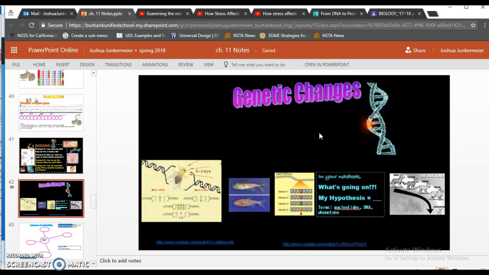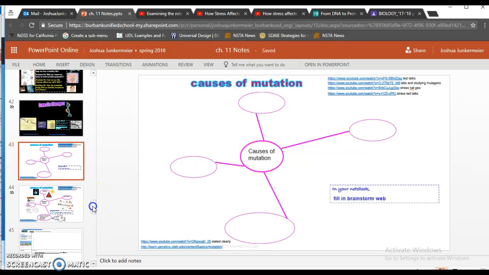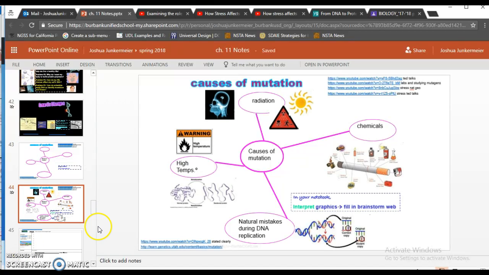And then, like in another example, sometimes DNA changes and it was beneficial, helps the species survive. Slide 43, please write that in your notebook and create this brainstorm web here, and it says causes mutations. So try to list a few things that can actually lead or cause your DNA to mutate. Go for it now, please. Here's slide 43 if you want a little help.